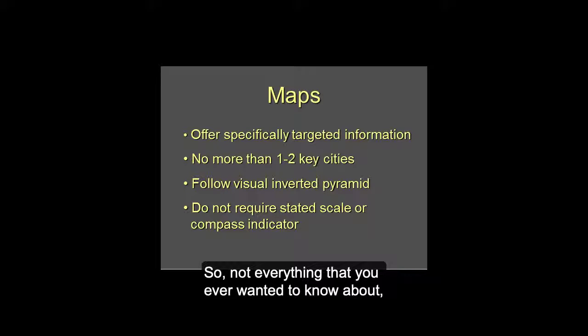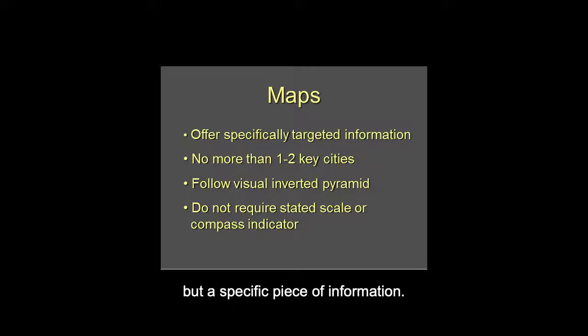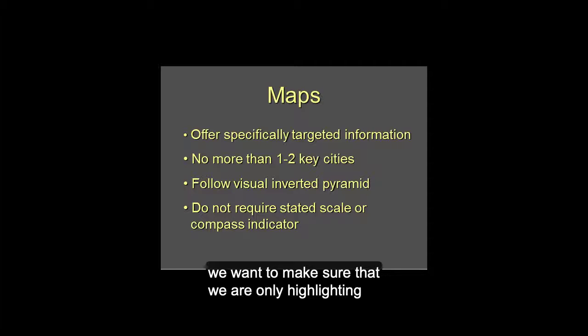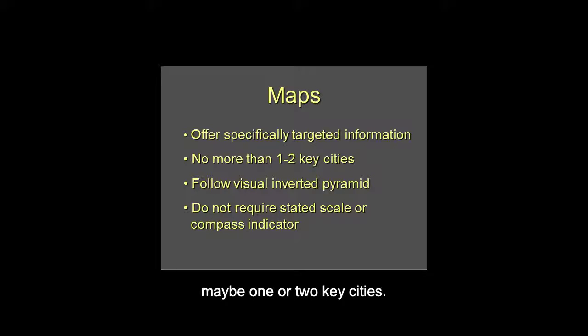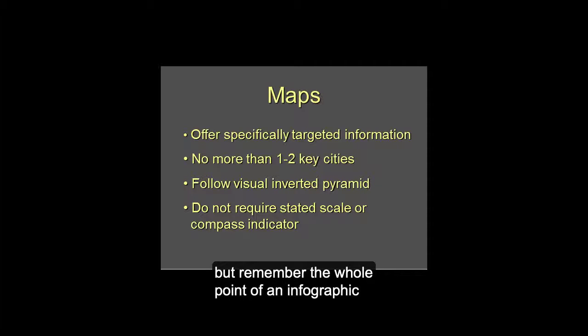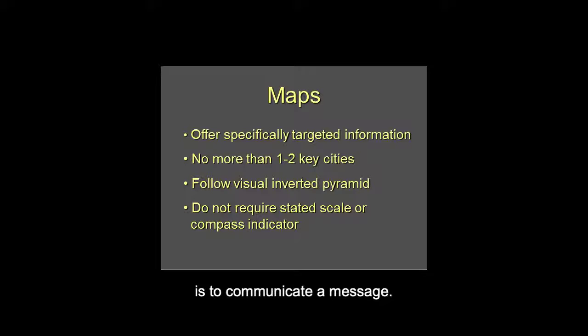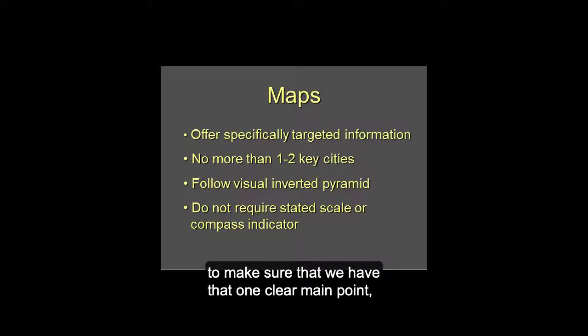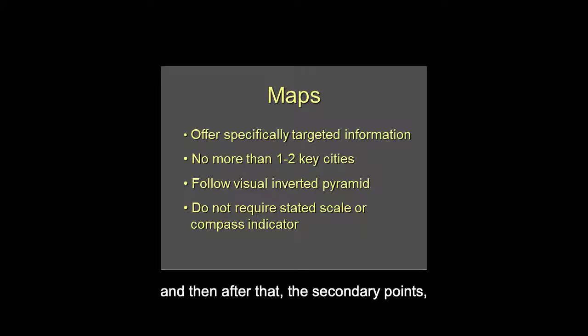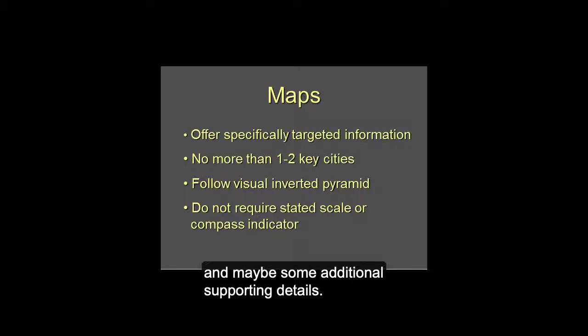So not everything that you ever wanted to know about, but a specific piece of information. So typically when we're talking about our information graphics maps, we want to make sure that we are only highlighting maybe 1 to 2 key cities. You might need more for reference, but remember the whole point of an infographic is to communicate a message. We want to make sure that we follow that visual inverted pyramid to make sure that we have that one clear main point, and then after that, the secondary points and maybe some additional supporting details.